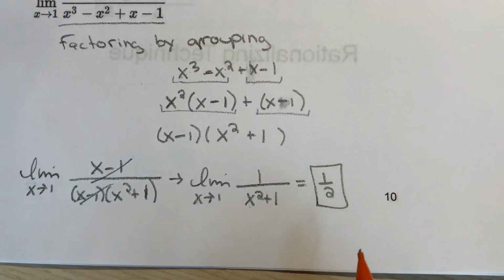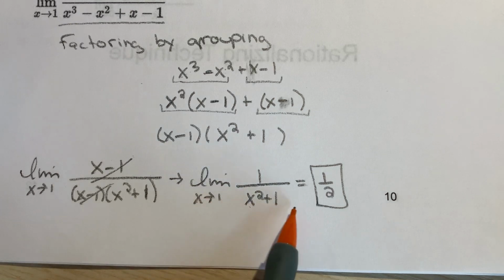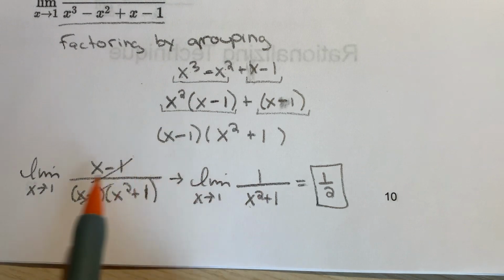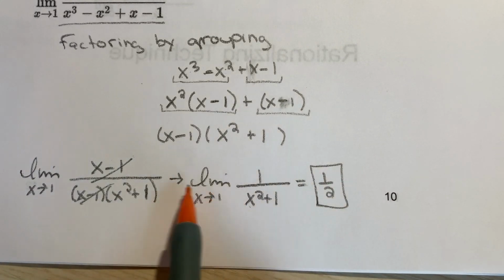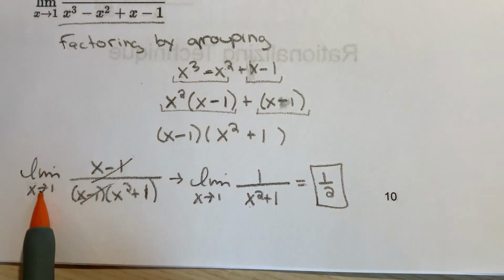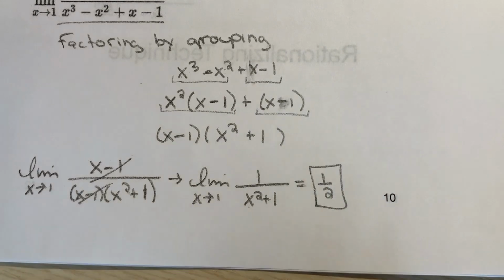So again, I want to point out the documentation. Notice I write this limit every time. I'm using arrows between because I'm just continuing to simplify here. Once I do the substitution and get the limit, then I put the equal. So until you actually are taking the limit, you have to write this documentation every single time.